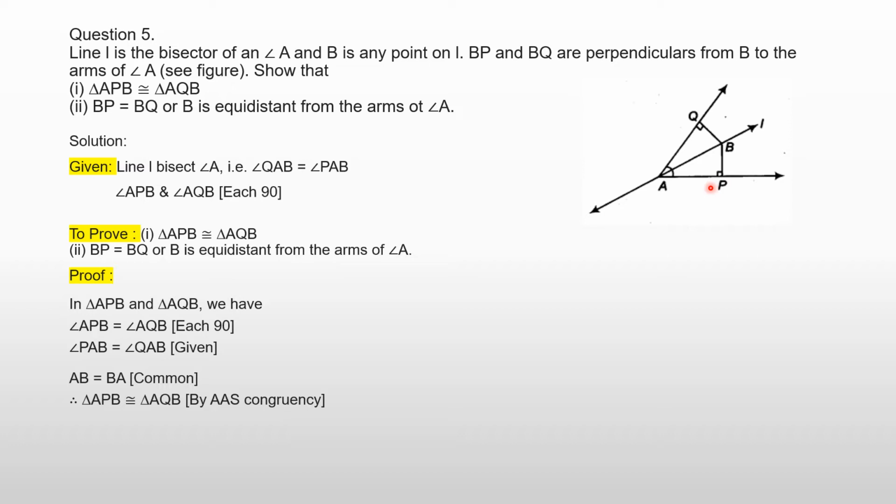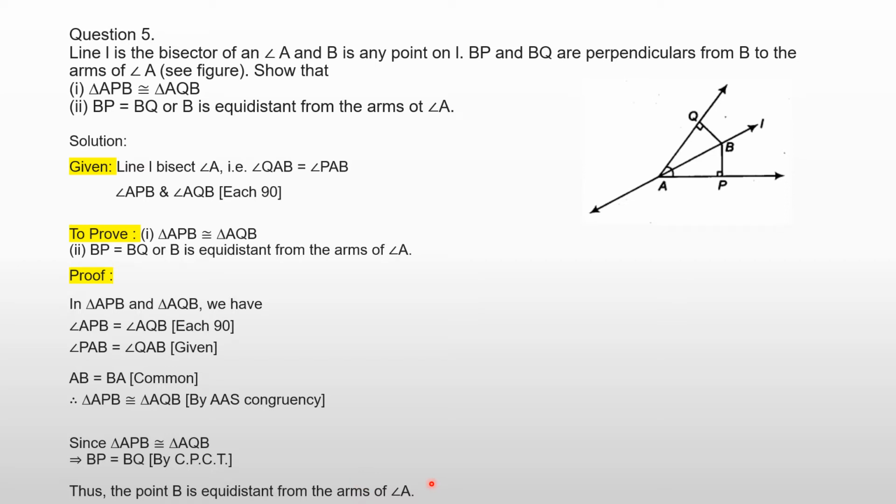Okay, now once we have proved that both triangles are congruent, then we can also prove that the remaining parts, these two sides are remaining parts of the triangles. So these two sides are also equal, means BP is equal to BQ. What is concluded? That point B is at equal distance from the arms of angle A. Okay, so this is the solution for our question.